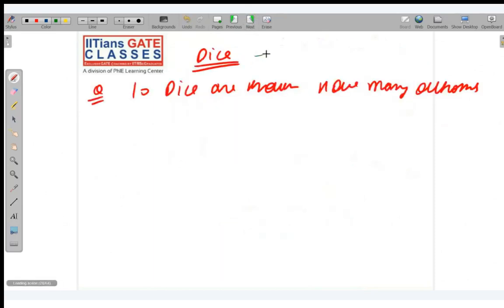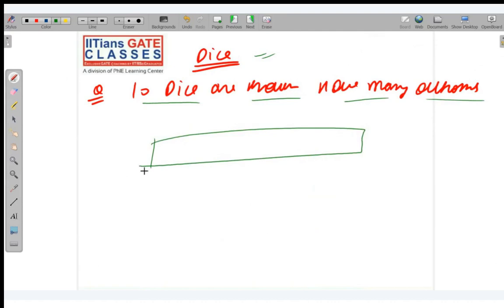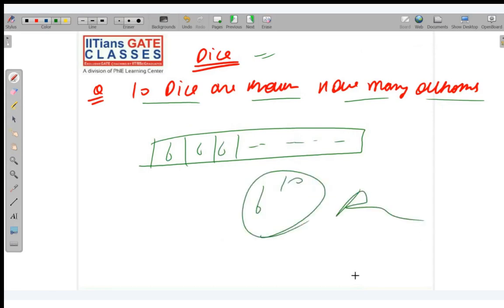Next is dice problem. 10 dice are thrown. How many outcomes? Again, very simple. So first dice 6 possibilities. Second dice 6 possibilities, and so on. So 6 power 10. Very simple. I think I should not waste time here. These are very simple things. Please take snapshot.